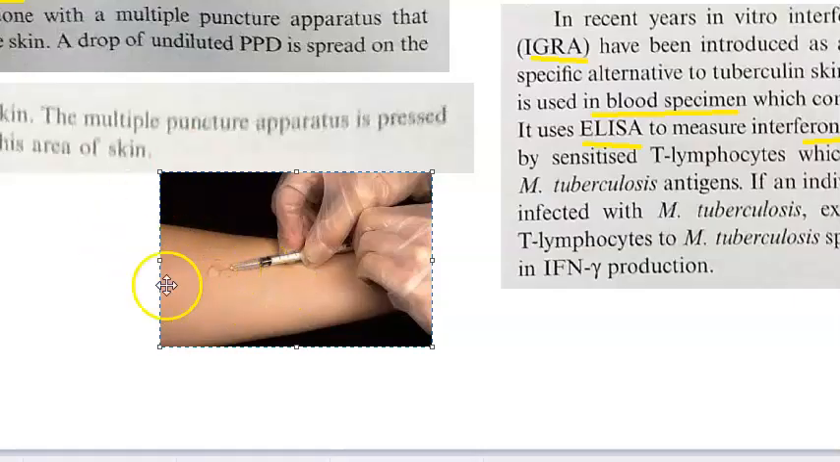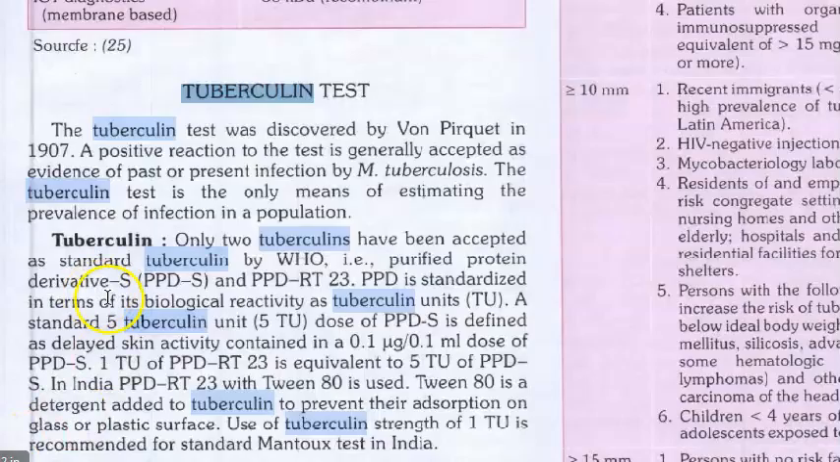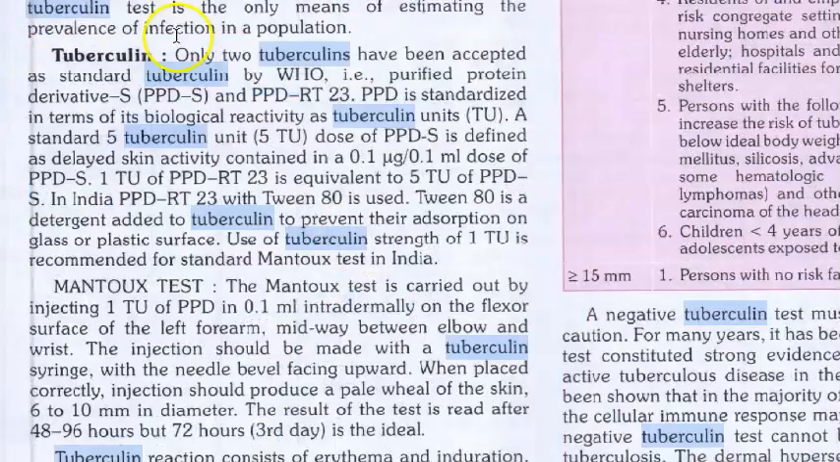So anyways, look at this photo, intradermal injection, they're giving the tuberculin protein, right? So basically, you can see here, this test was discovered by von Pirquet, right? And a positive reaction is generally accepted as evidence of past infection or present infection of Mycobacterium tuberculosis. However, even vaccinated people will give positive, okay? So it is done to estimate the prevalence of the infection in the population, okay?